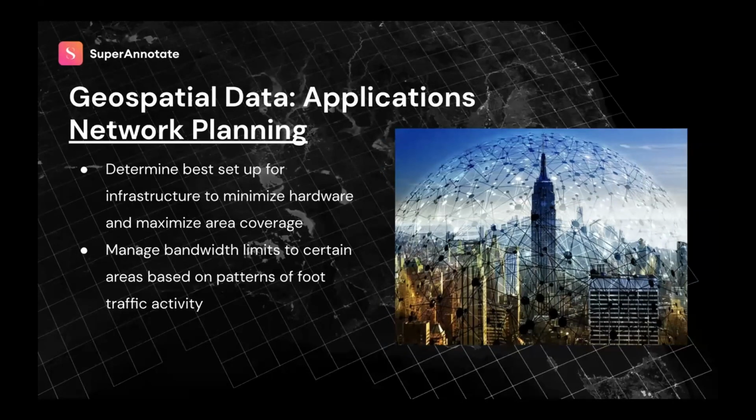Yeah, so for network planning, we can determine the best setup for the infrastructure to determine where the hardware would be placed best for maximum area coverage of the internet. And we can also determine the maximum bandwidth limit that we can set depending on the amount of activity in an area. So in places where there's more people active, we can increase the bandwidth to have the internet not slow down at that specific area. And where there's less people, we can reduce the bandwidth since it won't be needed. Next, please.